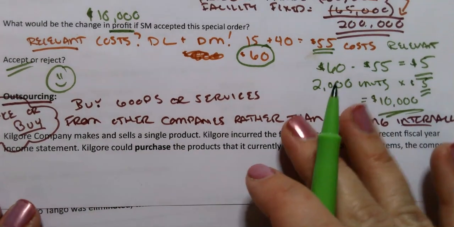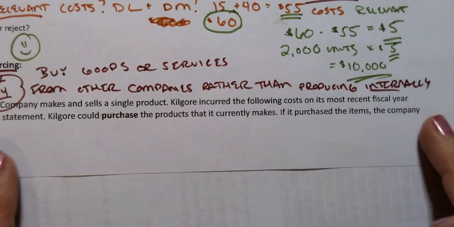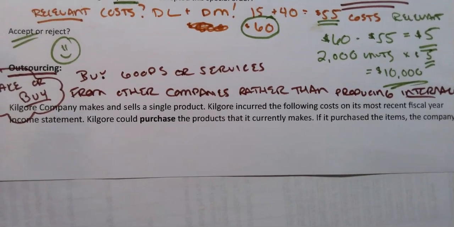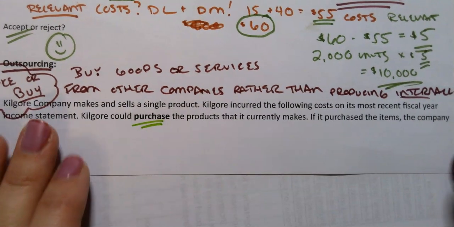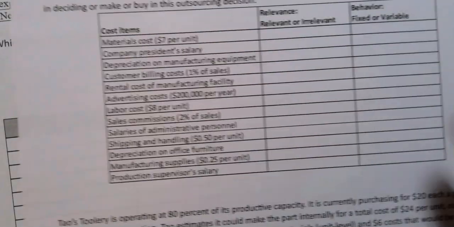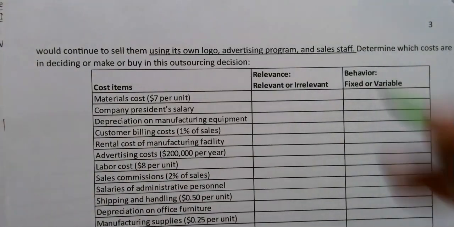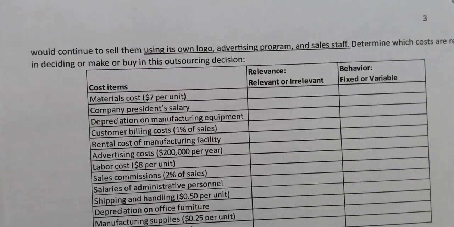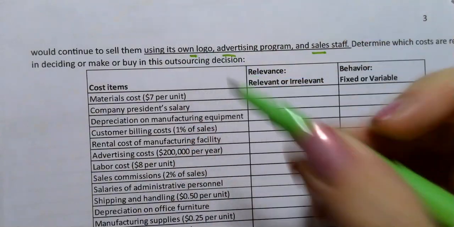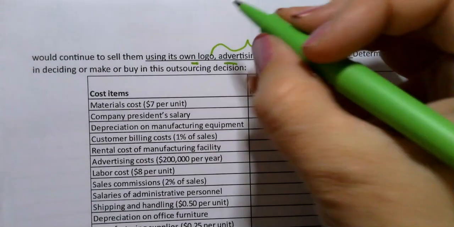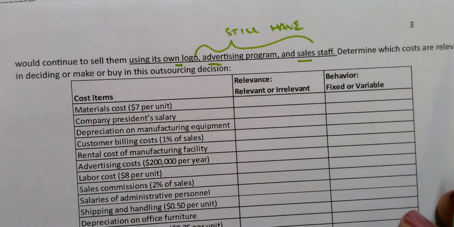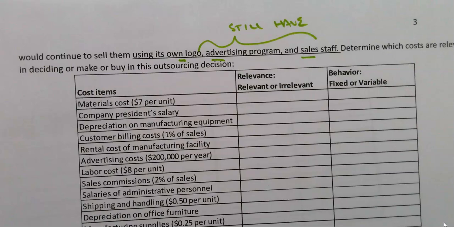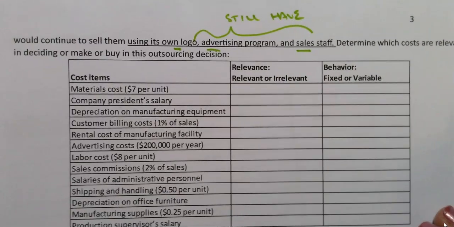Kilgore Company makes and sells a single product. Change that over here. Kilgore incurred the following cost on its most recent fiscal year income statement. Now, they could purchase the products that it currently makes. If it purchased the items, the company would continue to sell them using their own logo, advertising program, and sales staff. So we don't have to worry about the advertising, sales, logo. Those things still remain. They're still going to have those no matter what. Determine which costs are relevant in deciding make or buy in this outsourcing decision. Which of these are relevant or irrelevant?